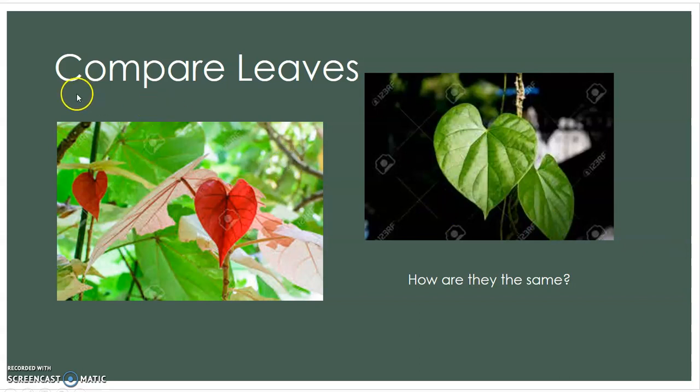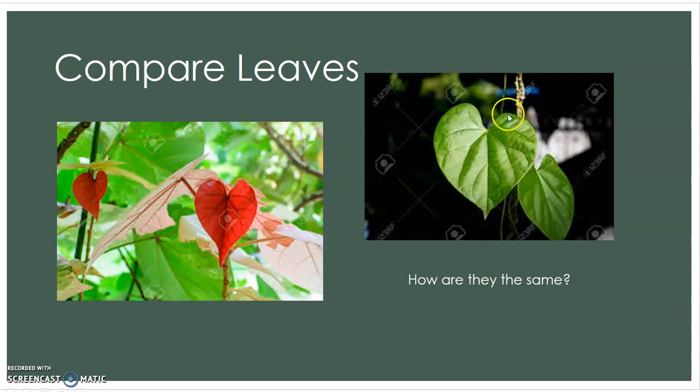Alright, so this first one, it says compare leaves. Now, there is something very obvious about these leaves, but I want to know, how are they the same? I can see one leaf is green and one leaf is red. That's how they're different. But how are they the same?